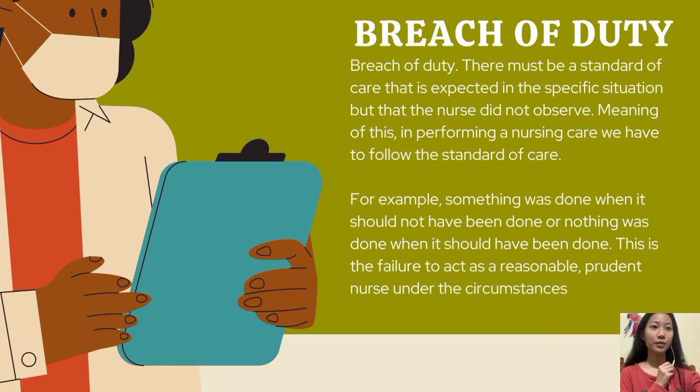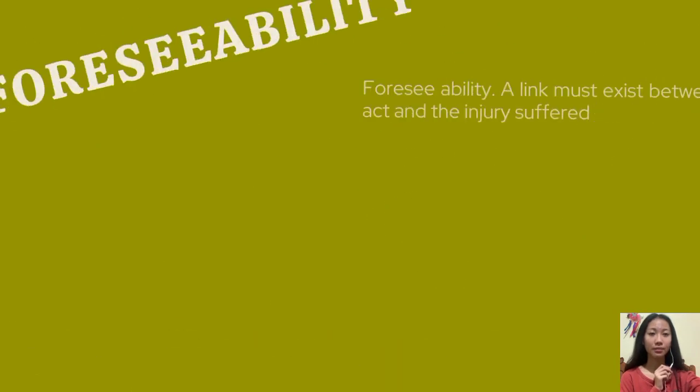Breach of duty: there must be a standard of care that is expected in the specific situation, but that the nurse did not observe. Meaning of this, in performing nursing care, we have to follow the standard of care. For example, something was done when it should not have been done, or nothing was done when it should have been done. This is the failure to act as a reasonable, prudent nurse under the circumstances.